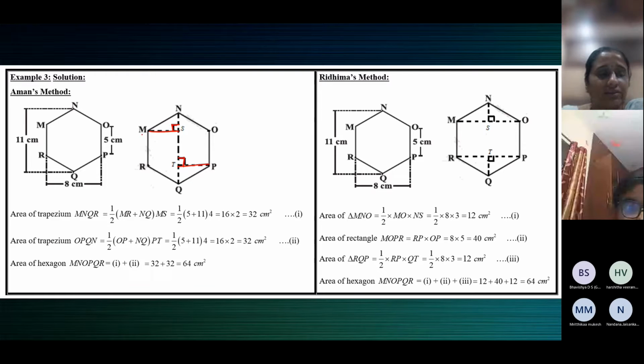Now what's the formula to find the area of a trapezium? Half sum of parallel sides into distance between them. Half into sum of the parallel sides into distance between them. So when you consider this first trapezium, MNQR, half into sum of the parallel sides. These are the parallel sides. Half into MR plus NQ, sum of the parallel sides into the distance between them.